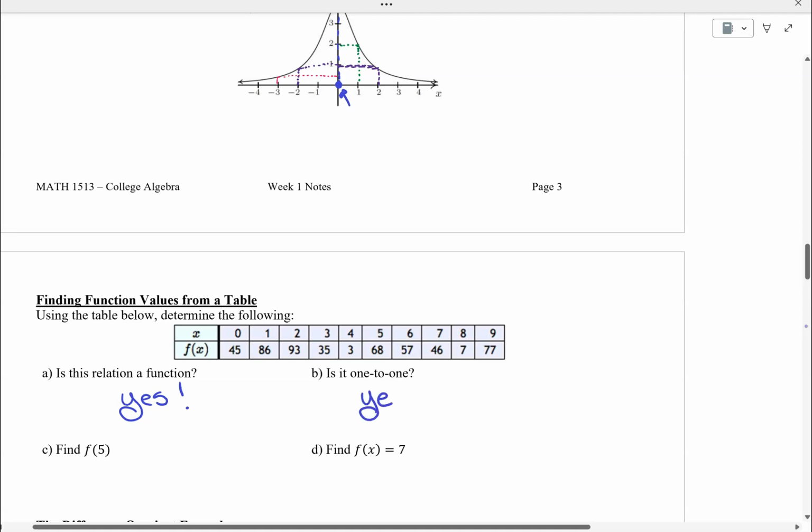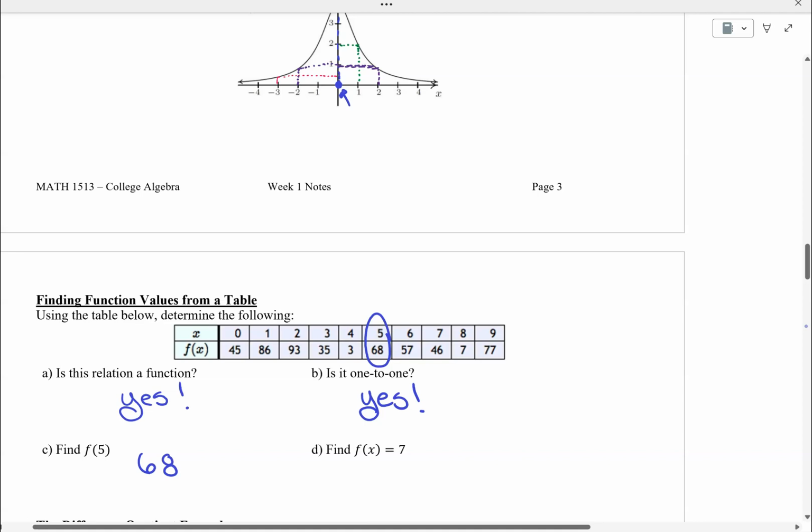Nope. So therefore, you are correct. It is 1 to 1. Find basically the y value when x is 5. So you should be looking right here. So if you told me 68, you are correct.